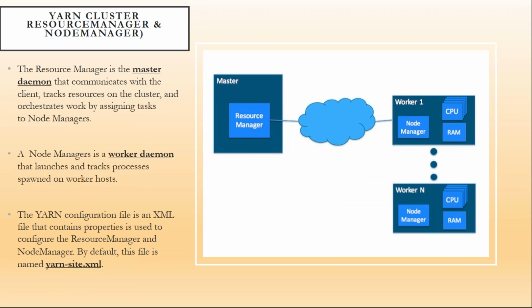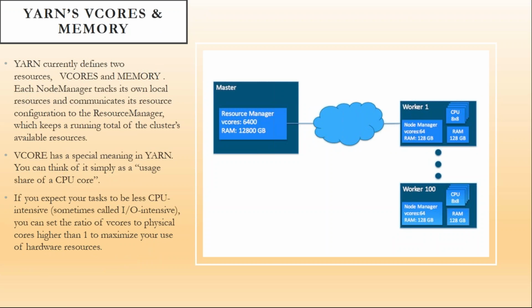So this slide is explaining your master node, your worker node, your resource manager, and how each node manager has dedicated virtual memory and CPU. Hope I'm clear on this slide. Let me go to the next slide. Now, YARN's virtual cores and memory. YARN currently defines two resources: one is virtual cores and the other is memory. Each worker node or each node manager tracks its own local resources and communicates the resource configurations to the resource manager.